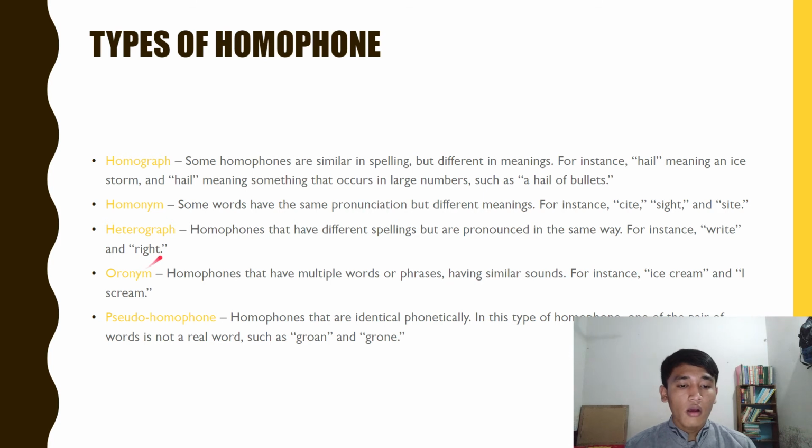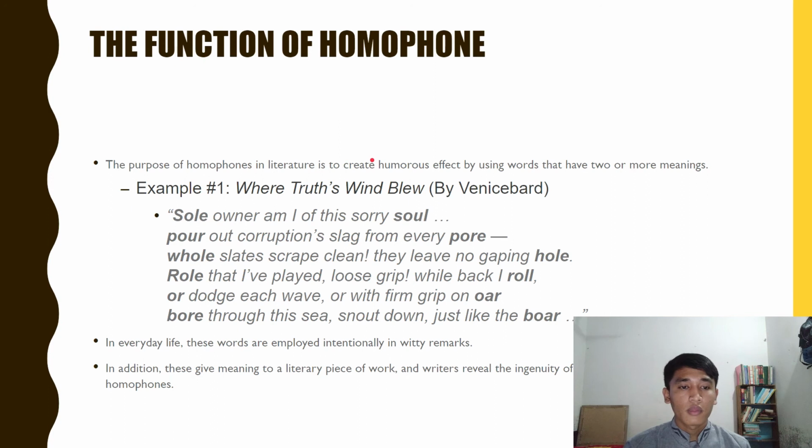Next is oronym. Oronym is homophone that has multiple words or phrases having similar sound. For instance, ice cream and I scream. That is quite similar. Pseudo-homophone. Homophone that is identical phonetically. In this type of homophone, one of the parts of the word is not a real word, such as groan and grown.